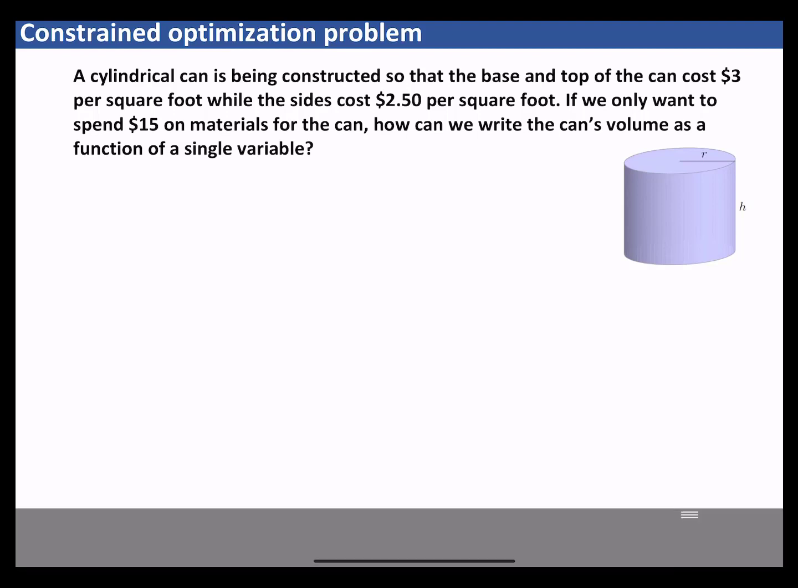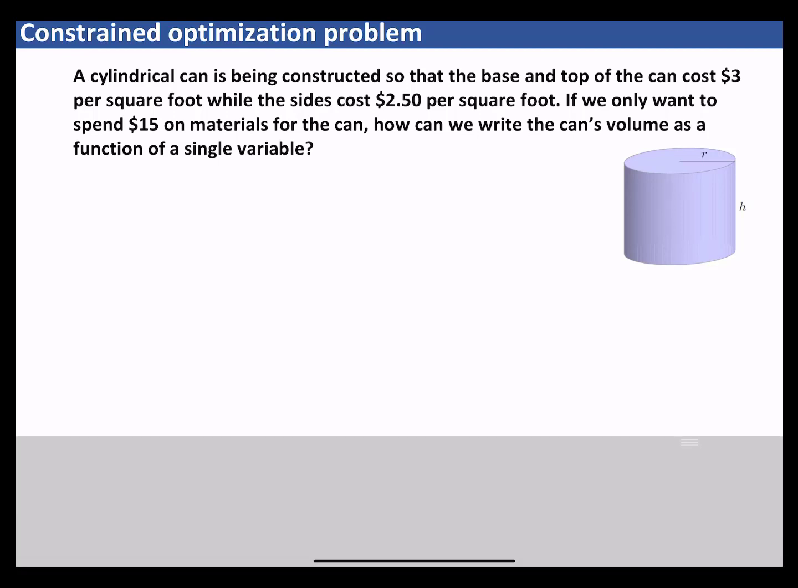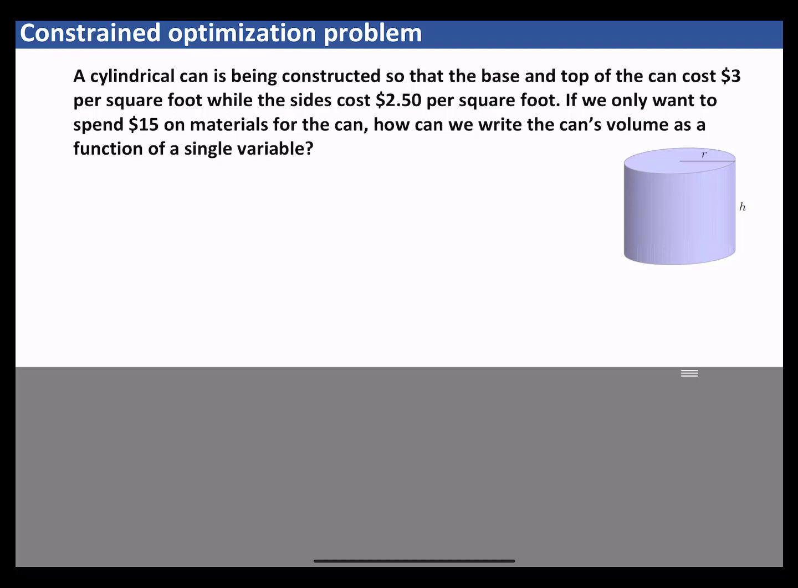So the first thing we want to do with these problems is always identify the constraint. Here we saw we only want to spend $15 on materials for the can. So our constraint is cost. We only have $15, and cost is going to be related to the materials for the can, and the materials for the can are actually going to be related to surface area.